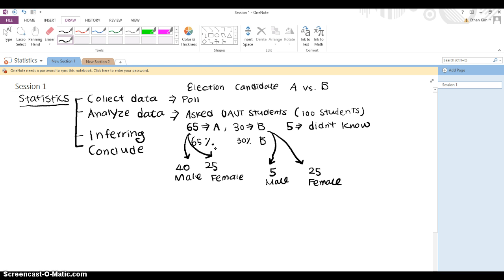We're going to learn something called mean, standard deviation, variation, right? All these tools that we can use to analyze this data. So that's what we're going to learn. You don't really have to worry about anything in particular right now, but I'm using this to show you an example. So this is how you analyze data. And inferring and concluding, these can be put together.